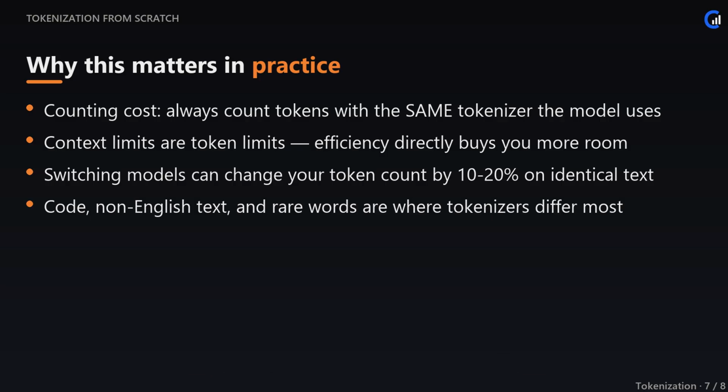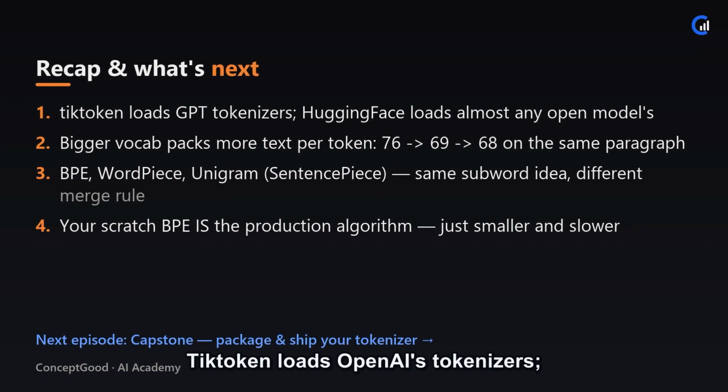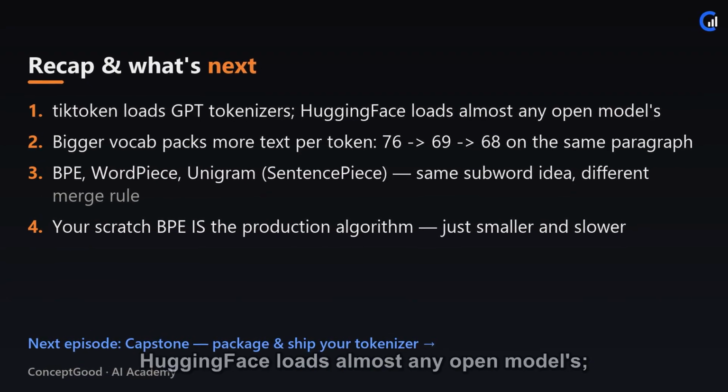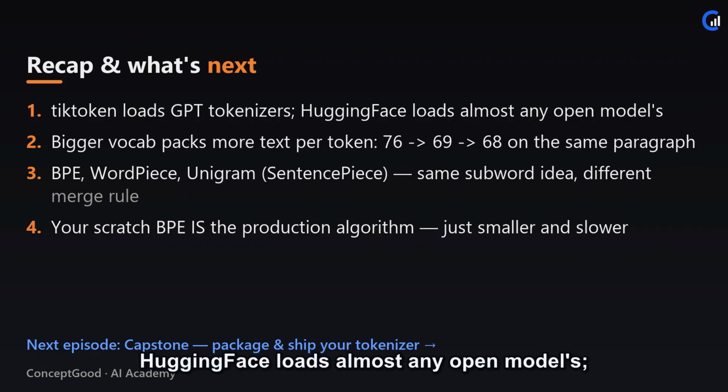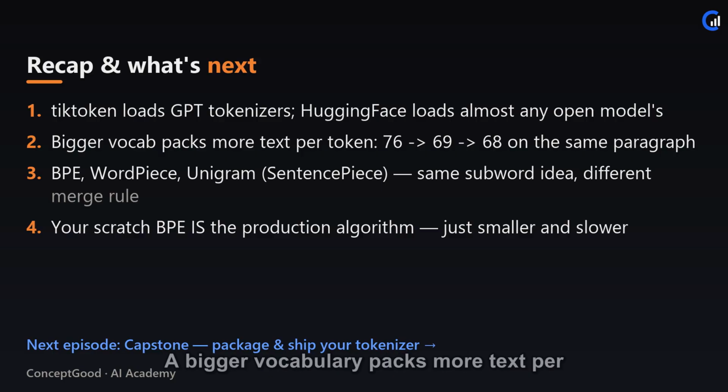Let's recap. TikToken loads OpenAI's tokenizers, Hugging Face loads almost any open model's, SentencePiece trains Llama-style ones. A bigger vocabulary packs more text per token. We watched the same paragraph drop from 76 to 68. And the three algorithm families all share the subword idea you've been building. Which means you are ready for the final.